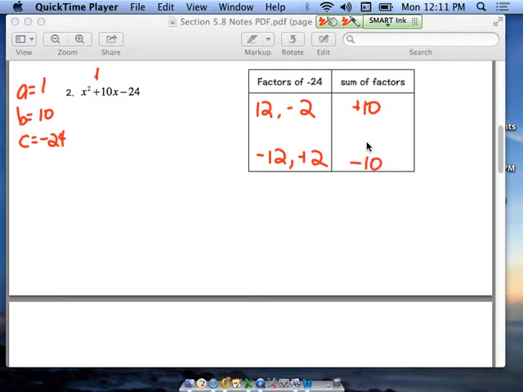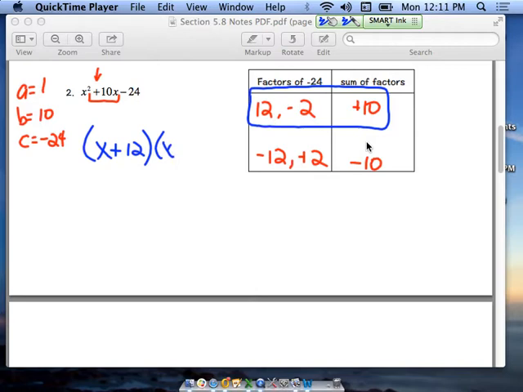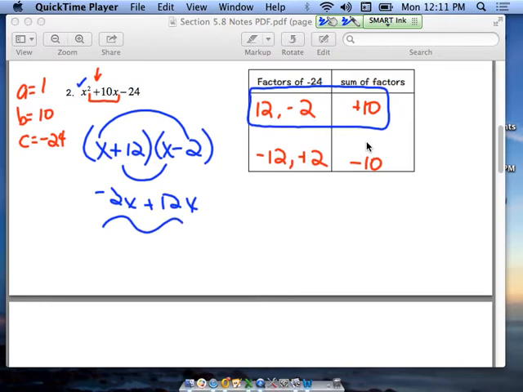Since my term in the middle is positive 10x, that tells me that the factors I'm looking for are positive 12 and negative 2. So the way that I write the binomials, it becomes x plus 12 times x minus 2. And always check, x times x gives you x squared, x times negative 2, and 12 times x. When I combine those, it gives me the term in the middle that I was looking for, and positive 12 times negative 2 gives me negative 24.